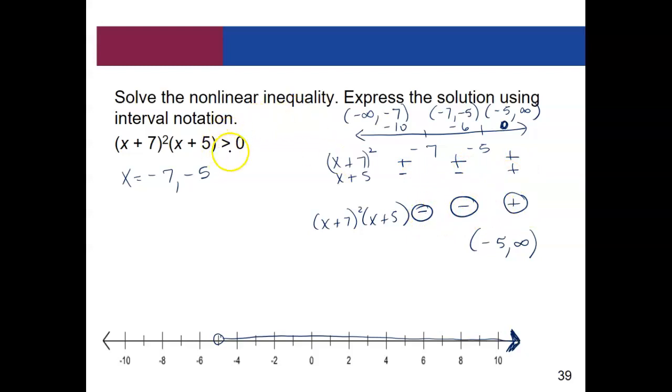This is a greater than problem. So because it's greater than, we need the positive region. So that's going to be this last region here. And this is going to be our answer. When you go to graph it, you're going to graph it from negative 5 all the way out to infinity.